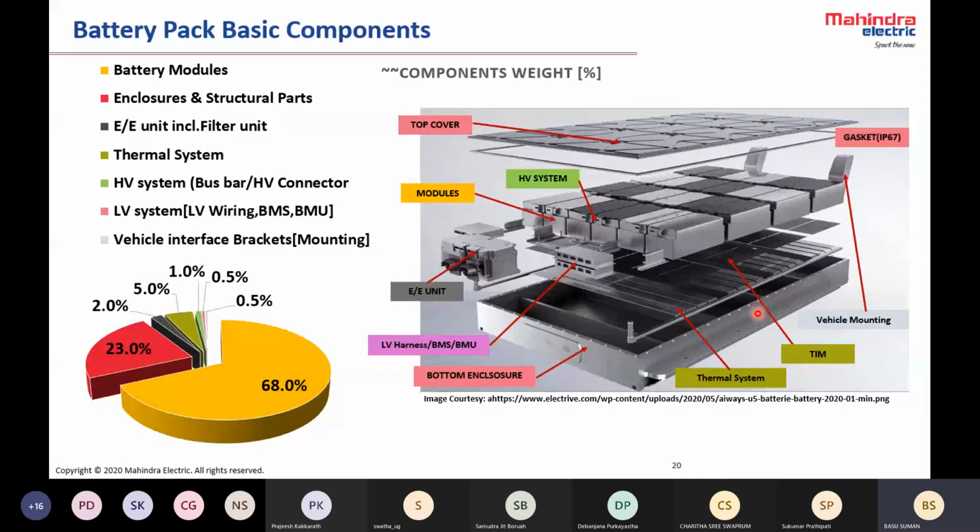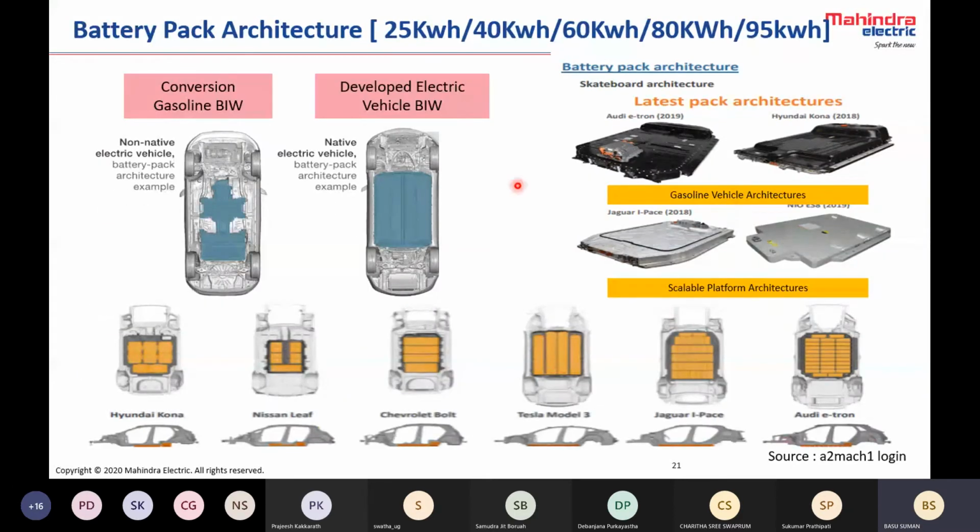Okay, so here is the battery pack architecture of different types of battery pack boxes. This is a conversion. This is a development of an electric vehicle right from scratch. These are the ones you see, like Audi e-tron, Jaguar I-Pace, Tesla Model 3, Chevrolet Bolt, Nissan Leaf, and Hyundai Kona also. As you can see, all of these have very nice regular structures.